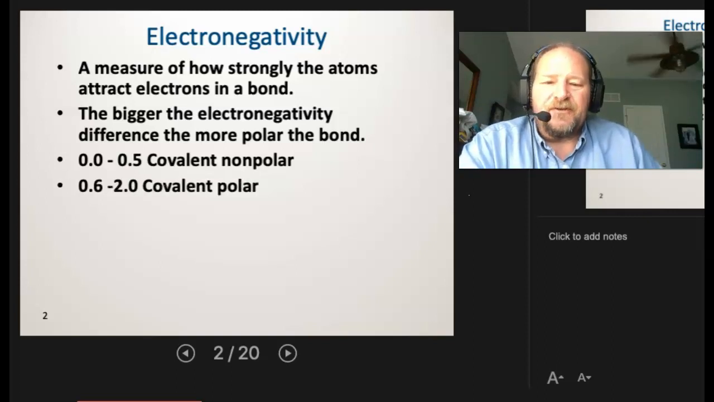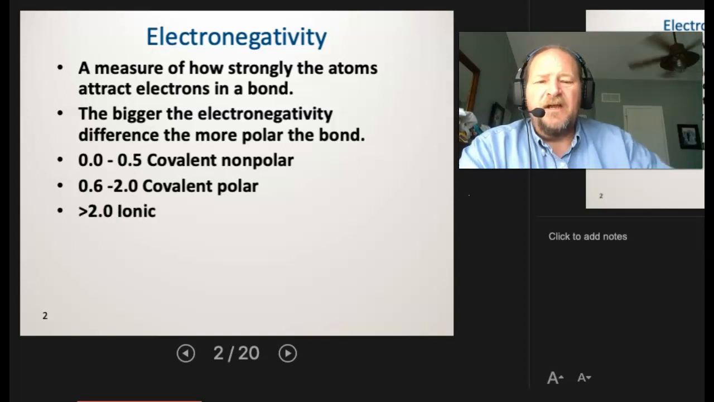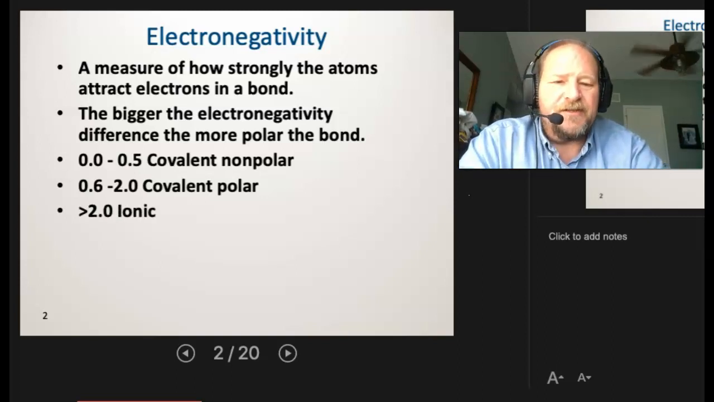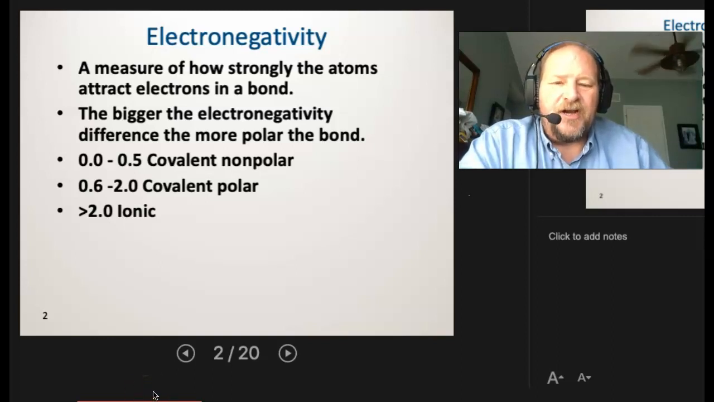The second range is 0.6 to 2.0. This is going to be our covalent polar bond. So now the electrons are being shared, they're just not being shared equally. They're spending more time with one atom than the other. Anything that's above 2.0 is automatically ionic. That means they're no longer being shared, they've now been transferred.